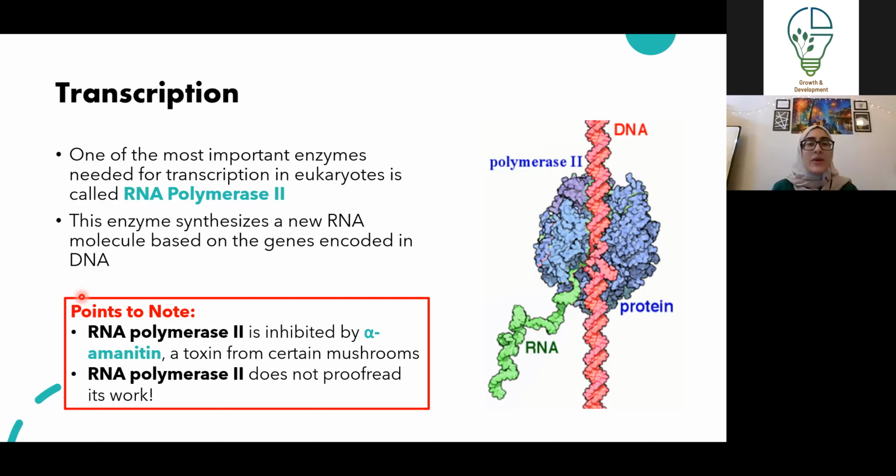And this is a very common question. Examiners love asking this. And they will always ask you, which enzyme was inhibited by that ingredient in the mushroom? It's always RNA polymerase 2. Okay, that's the first thing. Second thing is that RNA polymerase 2 does not proofread. It has no mechanism for proofreading. You know how DNA replication has proofreading?